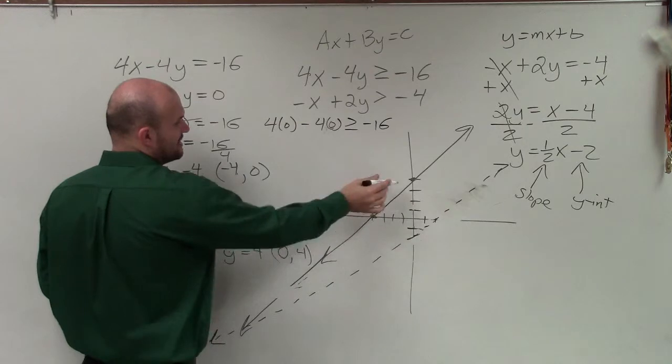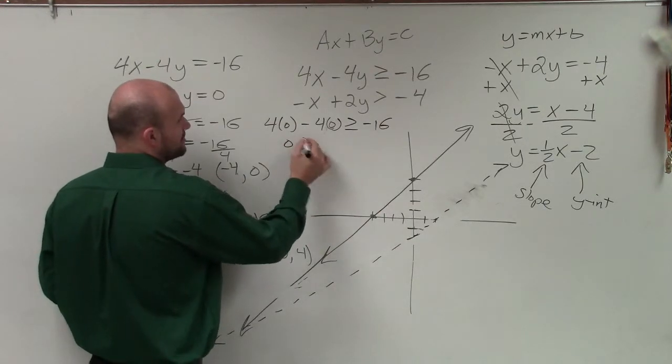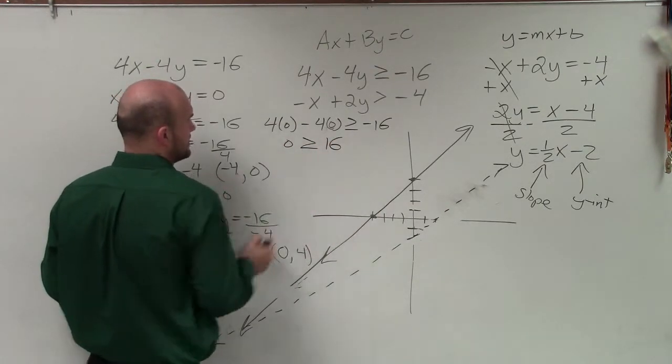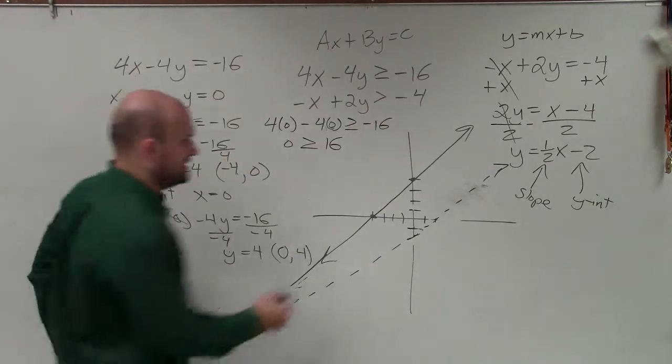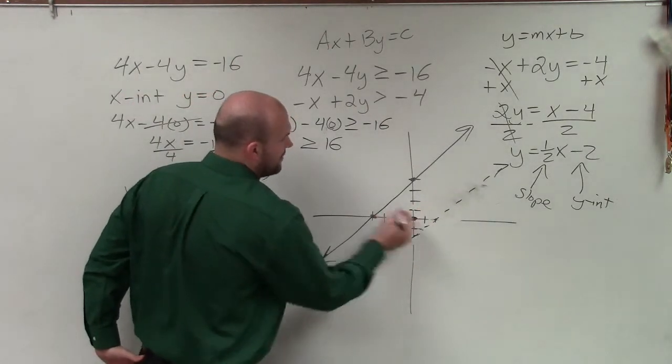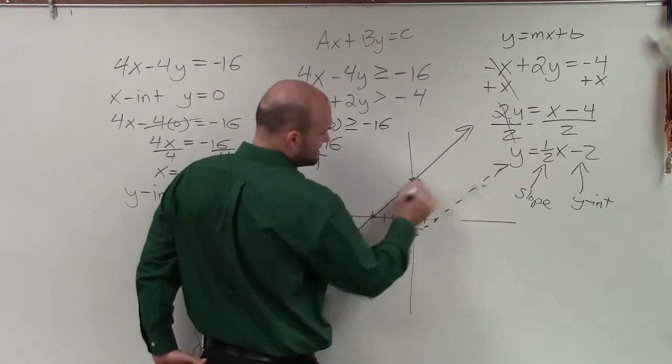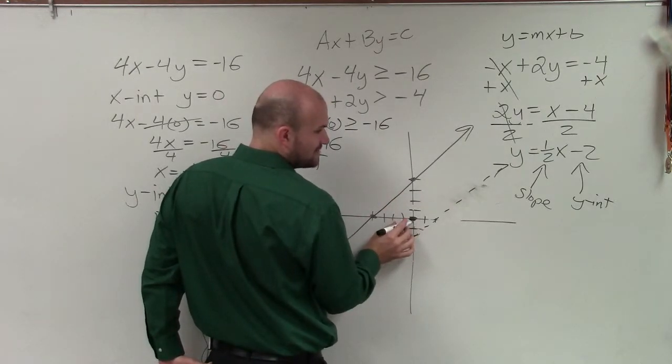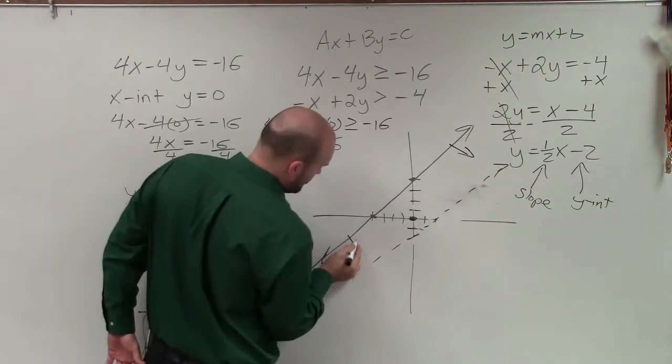I'm going to test this line first. So I have 0 minus 0, which is 0, is less than or equal to 16. So I'm testing the test point 0, 0. That is true. That means for this line, since my test point is true, I'm going to shade below.